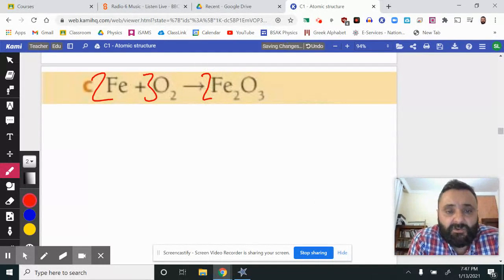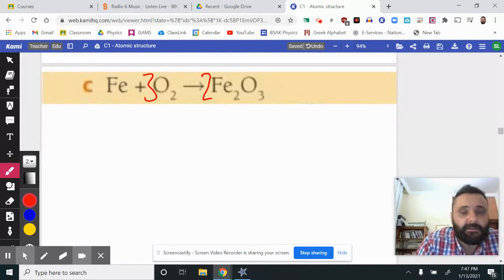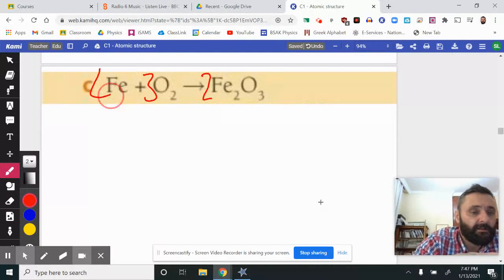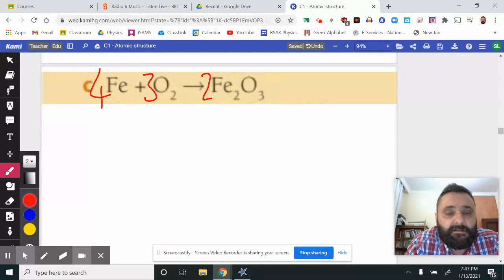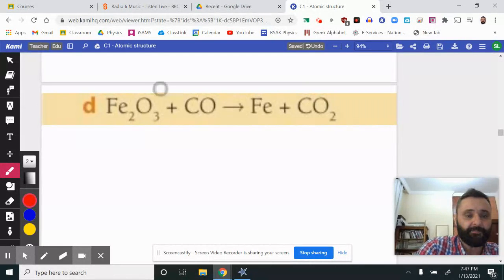That would make 6 oxygens on the right, wouldn't it? One last tweak of the iron. If we've got 2 lots of 2, we've got 4 on the right, 4 on the left. Make sense? Okay, so like I said, it's just a case of trial and error a lot of the time, just tweaking here, tweaking there until you get it right.